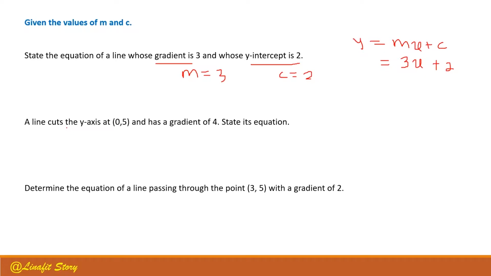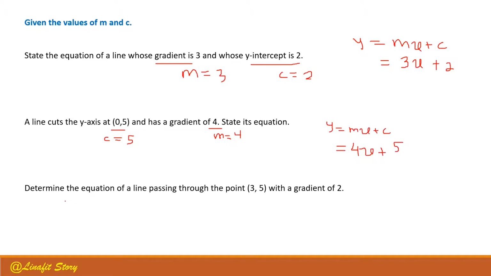A line cuts the y-axis at 0, 5 and has a gradient of 4. State its equation. Since the line cuts the y-axis at 0, 5, its y-intercept is 5. So m is 4 and c is 5. Remember, m is the gradient, c is the y-intercept. Then substitute these values in y is equal to mx plus c. So 4x plus 5.